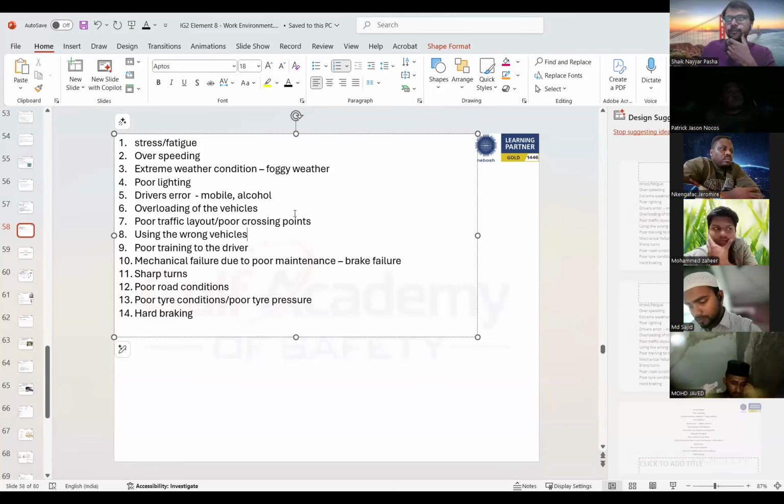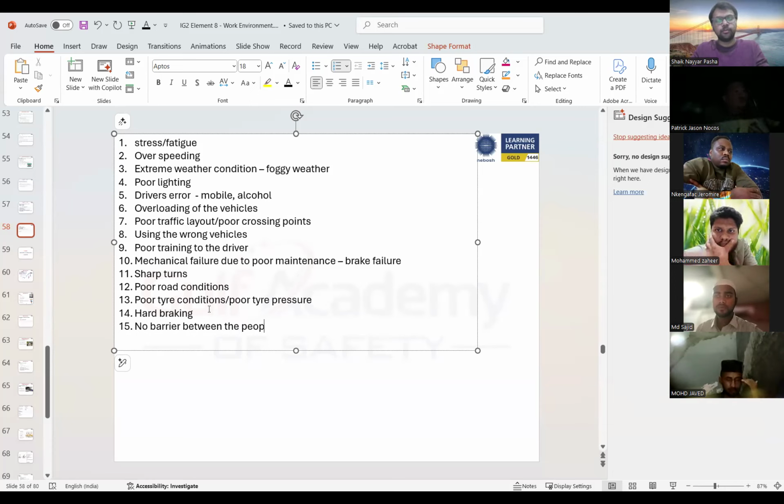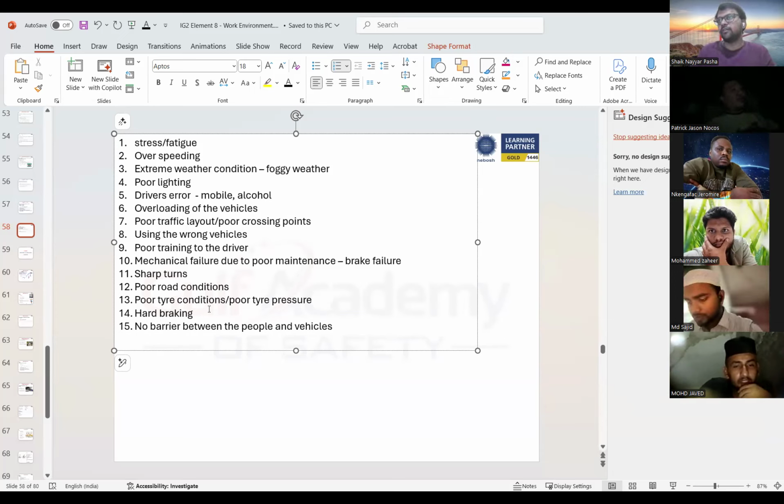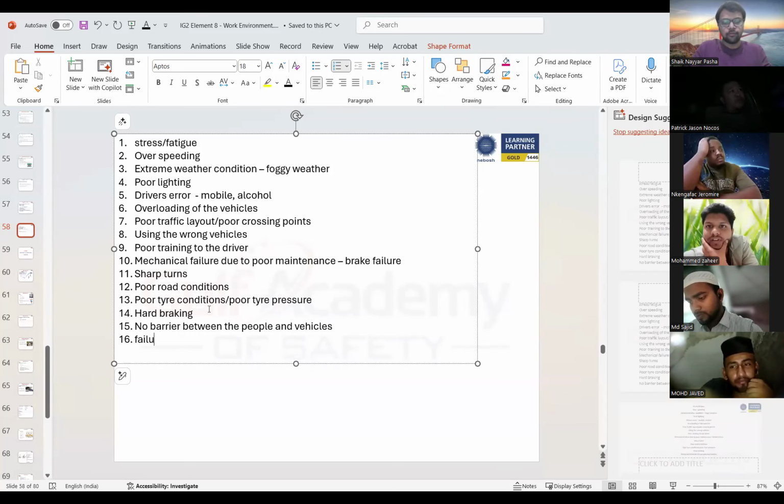And what else? Poor visibility, poor lighting. Okay. No barrier between the people and the vehicles, means no footpaths or no separate walkways or vehicle ways. That could also result in that. Animals on the road. Poor training. No, failure to follow safety rules. Okay. Poor training is already mentioned. Special factor, poor training, point number 9.